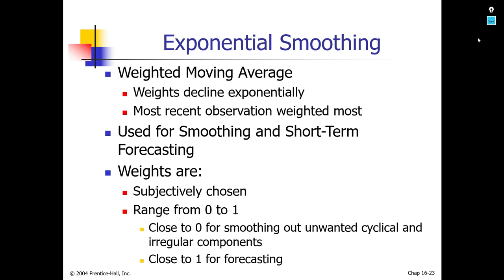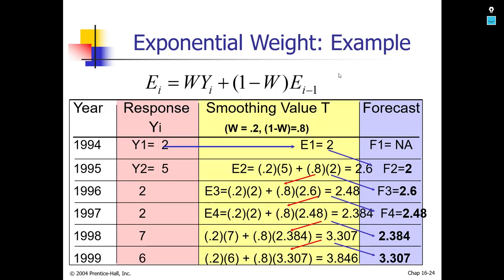For example here. Okay. Now let's say I have the values here. So let's say sales for year 94 to 99, and the sales here are 2, 5, 2, 7, 6. This is sales for 94 to 99. Now I want to use exponential smoothing to do a forecasting.